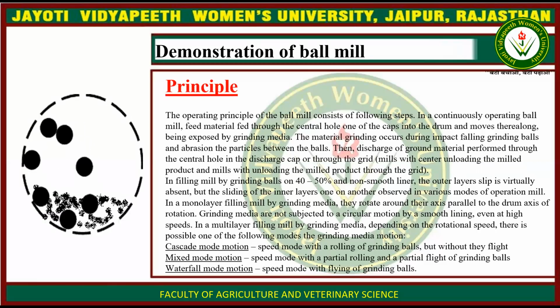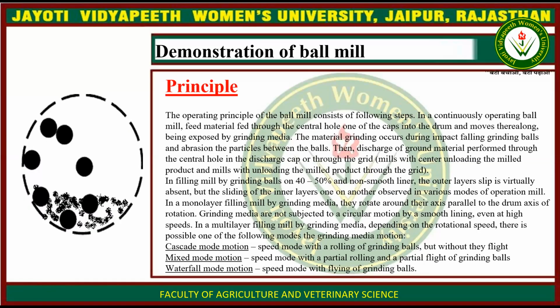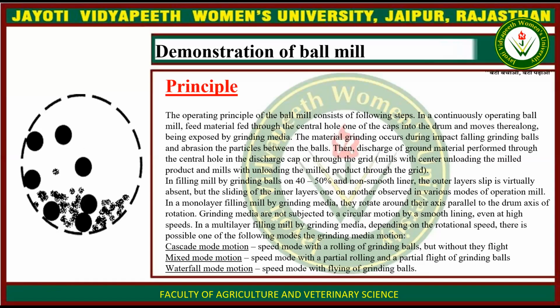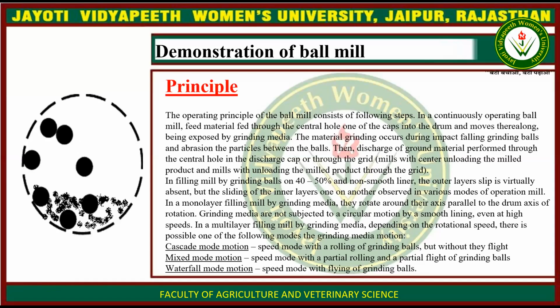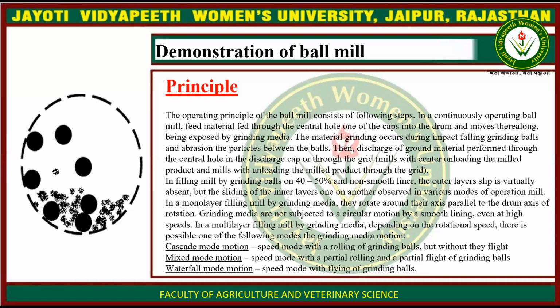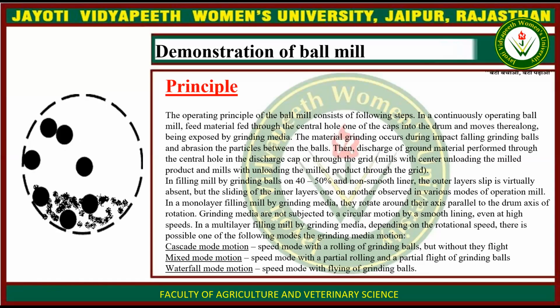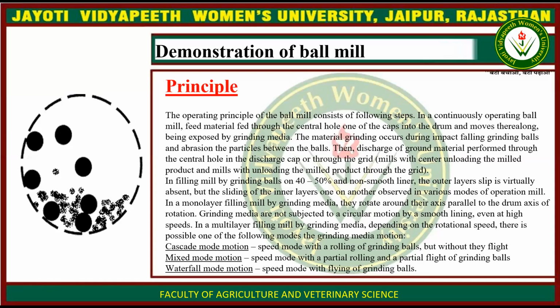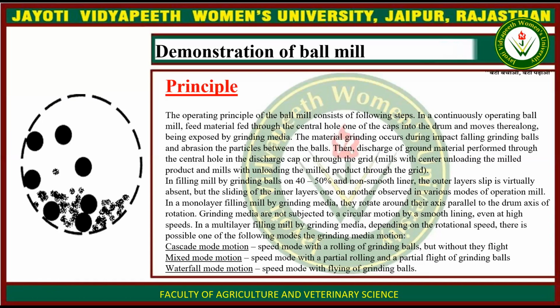In a multi-layer filling mill, depending on the rotational speed, one of the following modes of grinding media motion is possible: cascade mode motion, that is, the speed mode with a rolling of grinding balls but without their flight; and mixed mode motion, the speed mode with a partial rolling and a partial flight of the grinding balls. Then waterfall mode motion, that is, the speed mode with flying of the grinding balls.